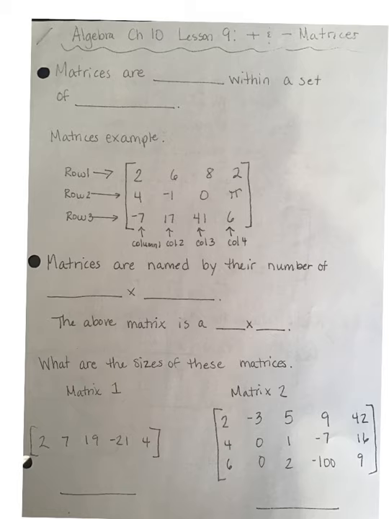So a matrix is just these brackets here. This is what makes it a matrix, and it's rows and columns of numbers. Matrices are brackets with a set of numbers in them. I'm struggling to get my pen to work. Okay, so you can see the brackets there.